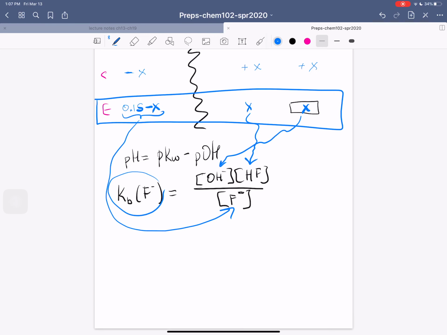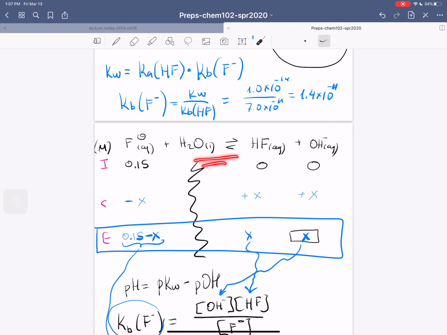And I know everything here, so let's do it. So Kb is 1.4 times 10 to the negative 11th equals x squared over 0.15 minus x. Again, what I'm doing here, look at this, the value of the Kb, the value of the equilibrium constant is 10 to the negative 11th. It's very, very small. It means that the equilibrium lies to the left.